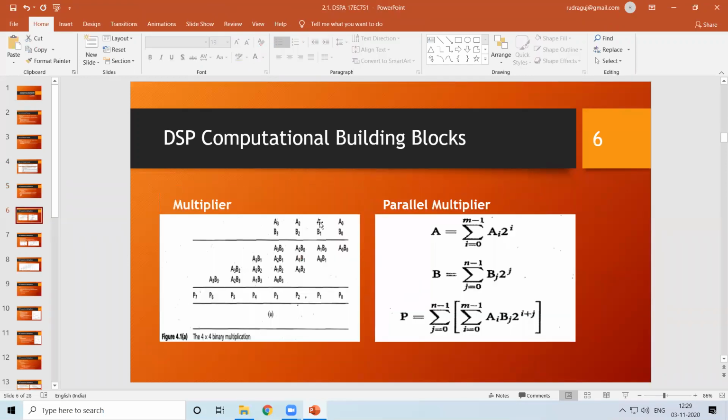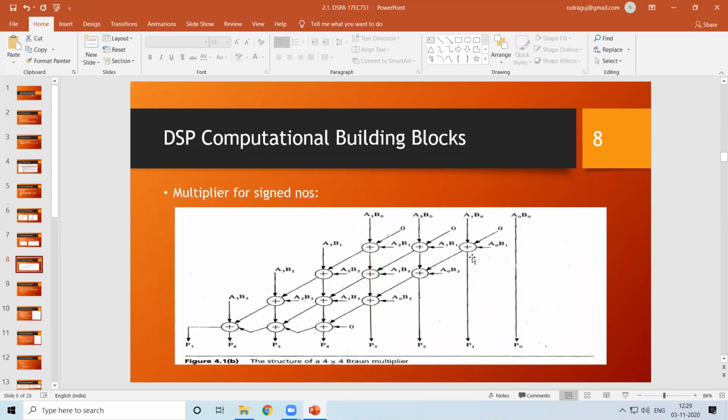Yesterday we started off with multiplication, that is, a multiplier. When we have two numbers, this is the equational representation of how the multiplication actually appears. Whether it is binary or decimal, the multiplication operation remains the same. This is the binary representation they have taken. Based on this equation only, we saw the Braun multiplier.